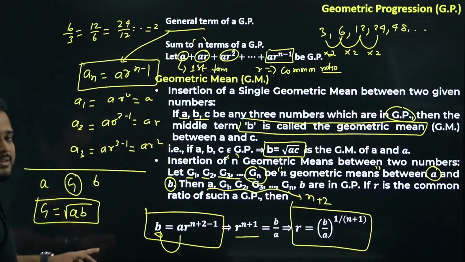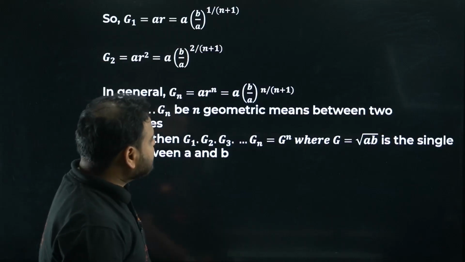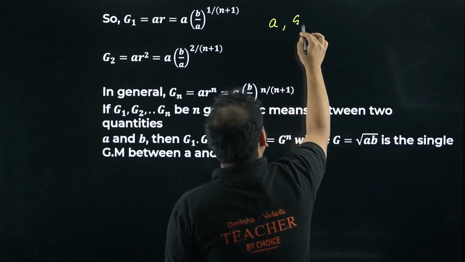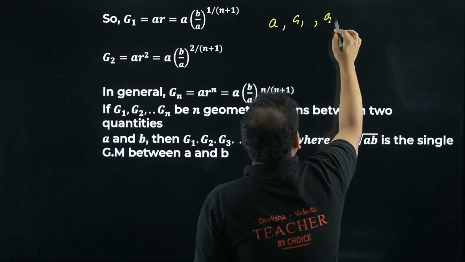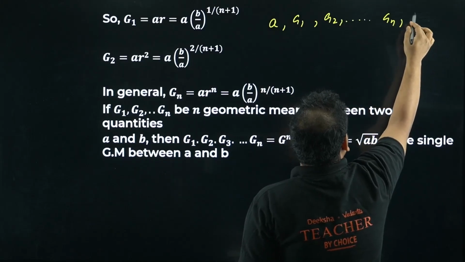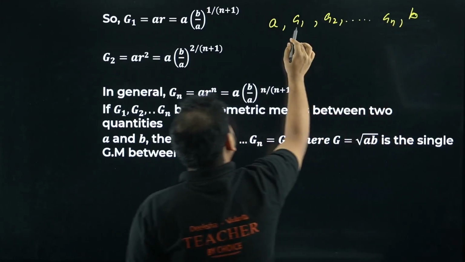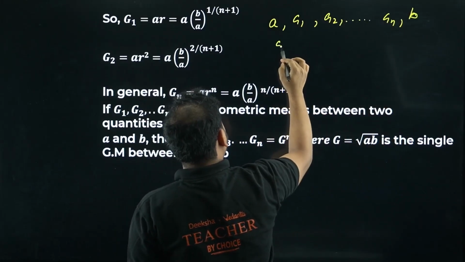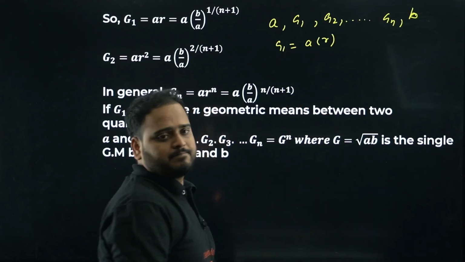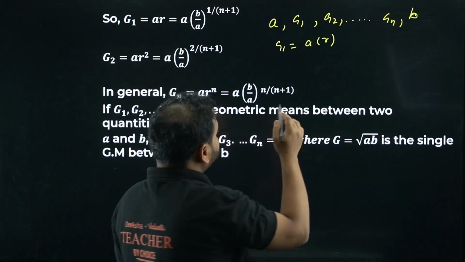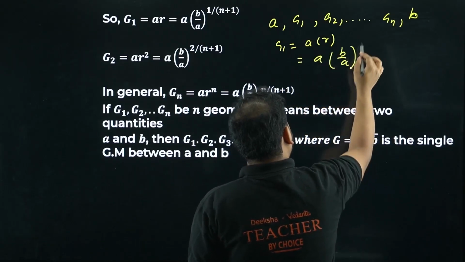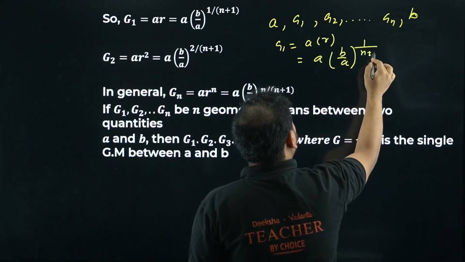Moving on. I hope this is all clear. Now if you have to write g1, think about it. First term was a, second term was g1, third term was g2, so on till second last term was gn, and last term was b, right? So I can write g1 in terms of a as a times the common ratio r. The common ratio was b by a to the power 1 upon n plus 1.